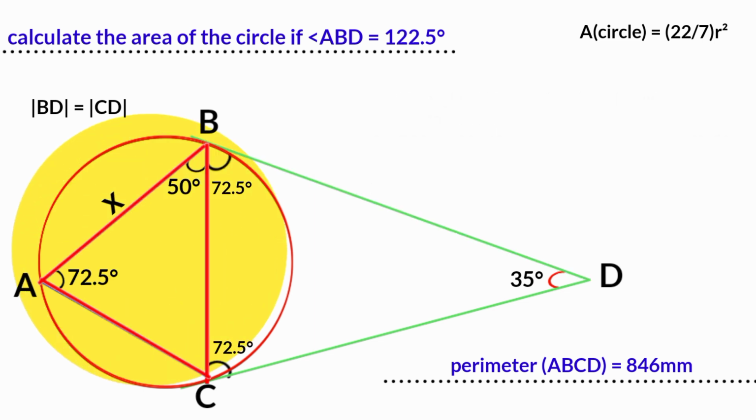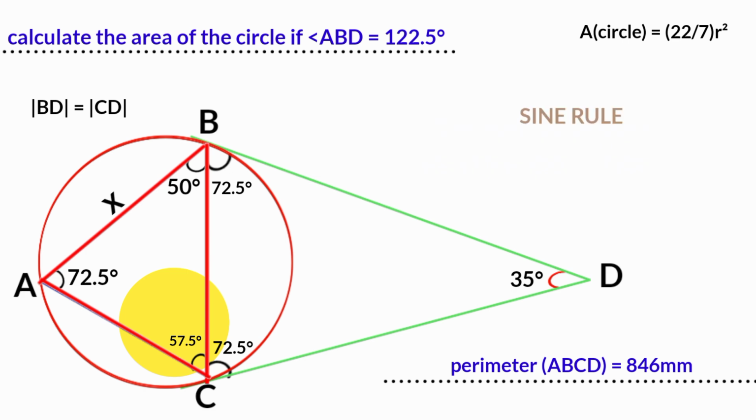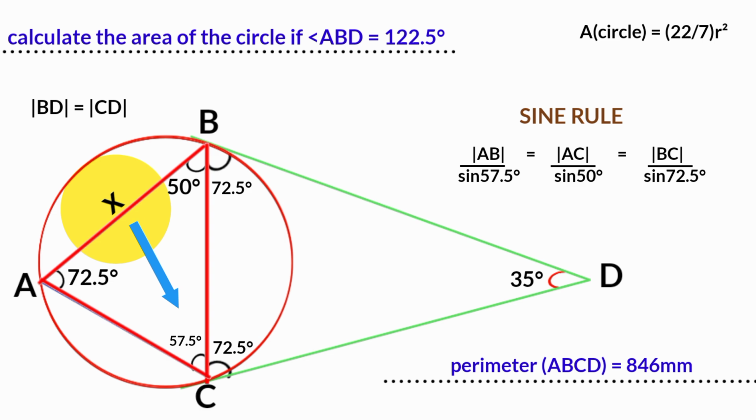Now from this triangle here, since the sum of angles in a triangle is 180 degrees, and we have this and this to be 50 degrees and 72.5 degrees, this must be 180 degrees minus 50 degrees minus 72.5 degrees, which is 57.5 degrees. If we apply the sine rule now, it will be line AB over sine 57.5 degrees equal to line AC over sine 50 degrees, which equal to line BC over sine 72.5 degrees.